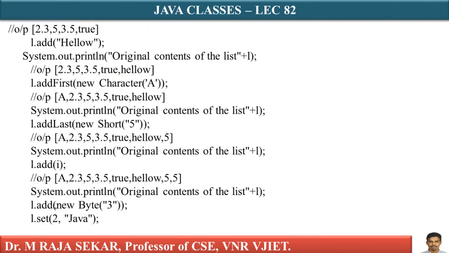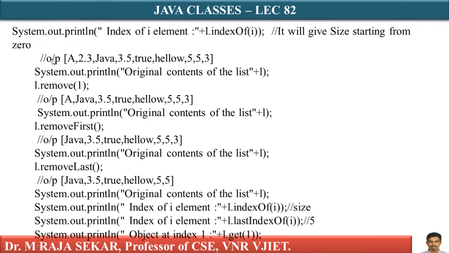Just see. L.add new Byte. Byte is a wrapper class. I am adding 3. Even I am using L.set 2. At index 2 I am keeping Java. Index 2 means this is index 0, index 1, and index 2 means after 2.3 you will get Java. Just see, after 2.3 I am getting Java. If I display the list, it will display.